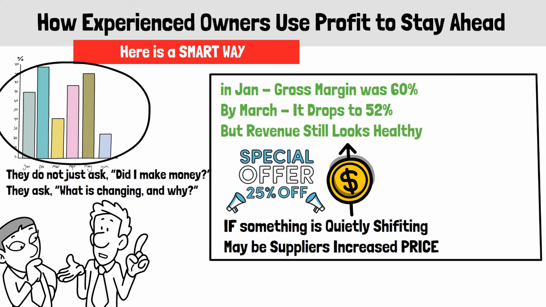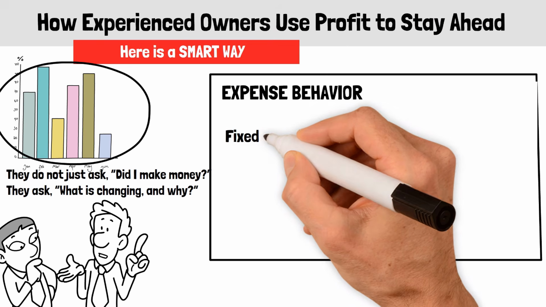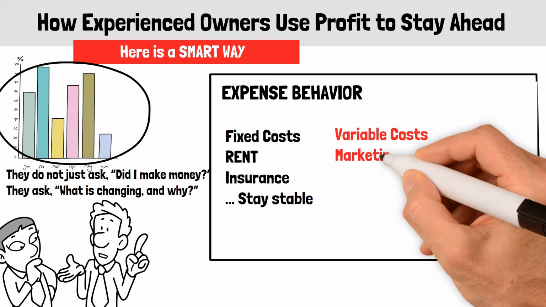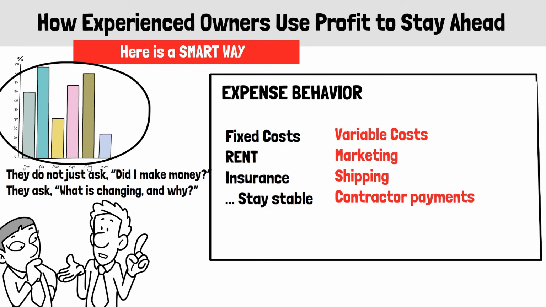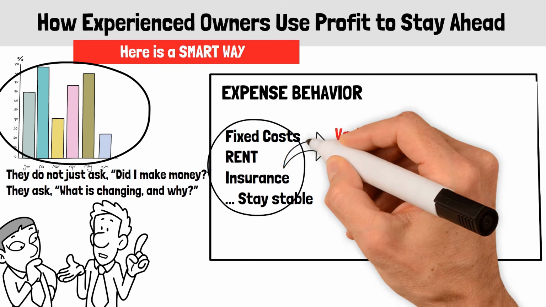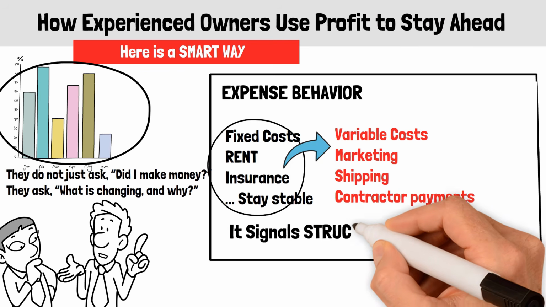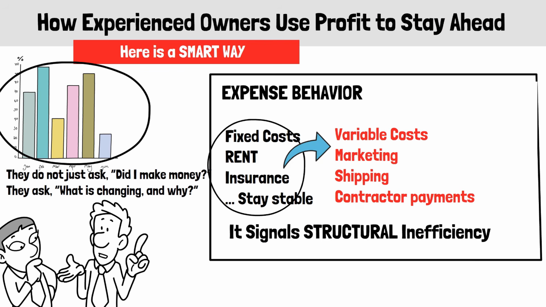Another hidden insight comes from expense behavior. Fixed costs like rent and insurance stay stable. Variable costs like marketing, shipping, and contractor payments move with activity. If fixed costs start behaving like variable costs, such as admin wages rising every month without revenue growth, it signals structural inefficiency. If variable costs grow faster than sales, pricing or process problems usually exist.